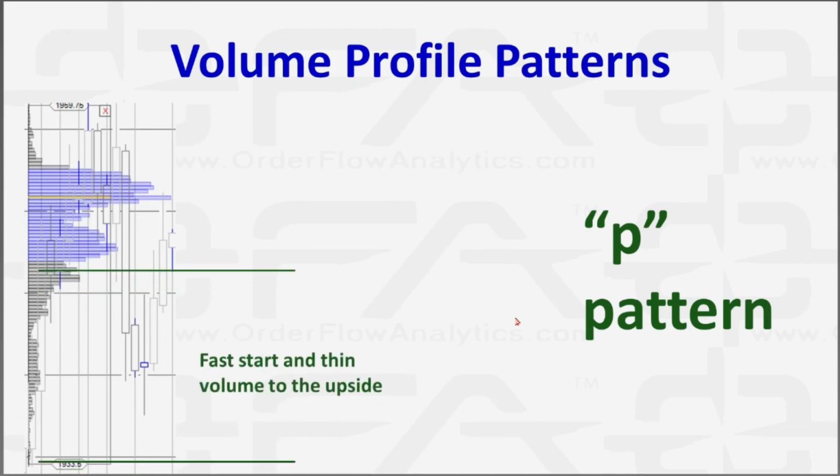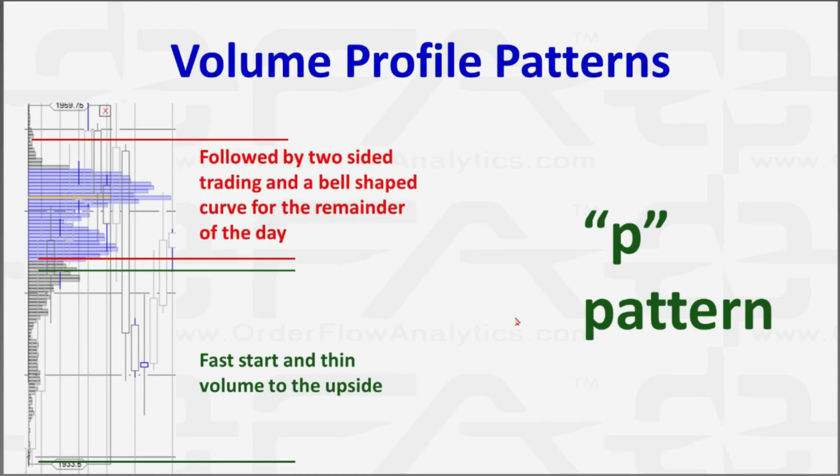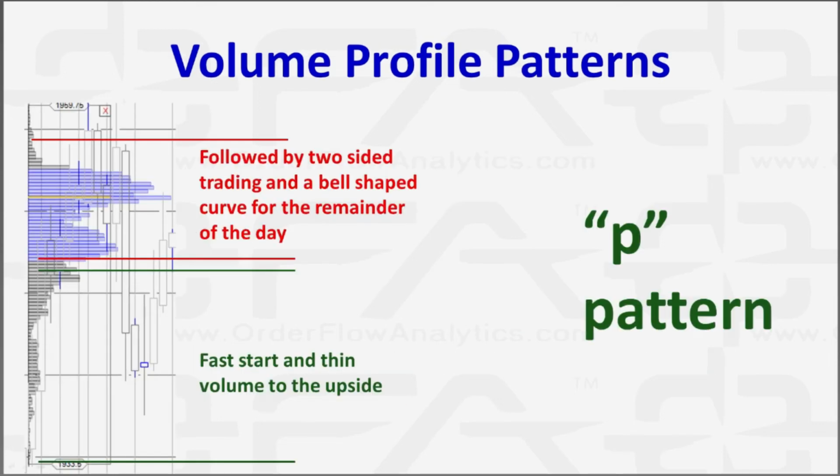P pattern is just the opposite of the B pattern. And we get a very fast start and a thin volume to the upside. We get followed by two-sided trading and a bell-shaped curve for the remainder of the day. And what this is saying is buyers show aggression. Sellers never push back down into that thin area, but sellers have held in that area and provided responsive selling from the top of the day. And just like we were looking for a short, now we're looking for a long, around this area at the low volume area, looking for a long and for price to remain in that area.